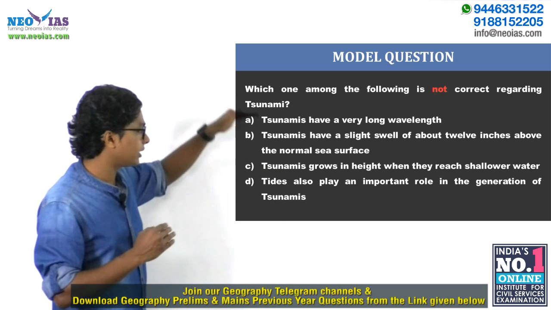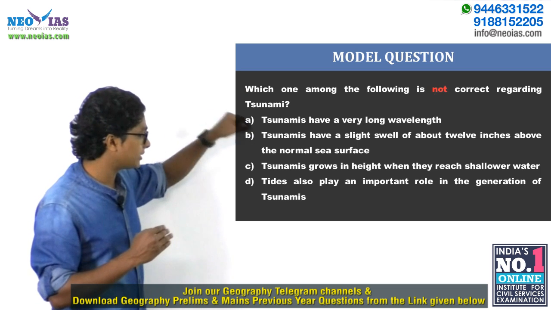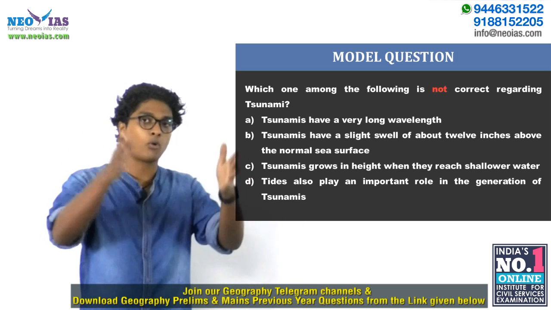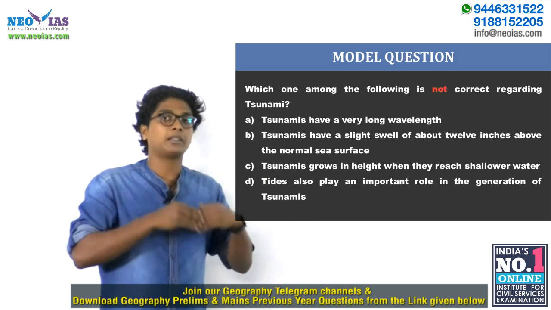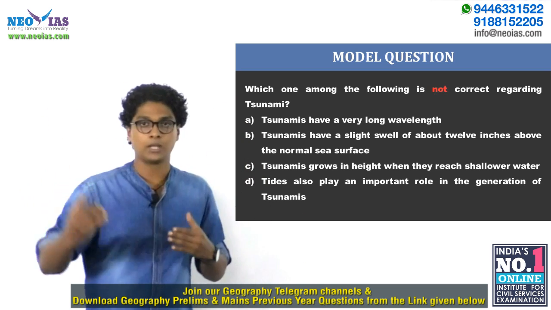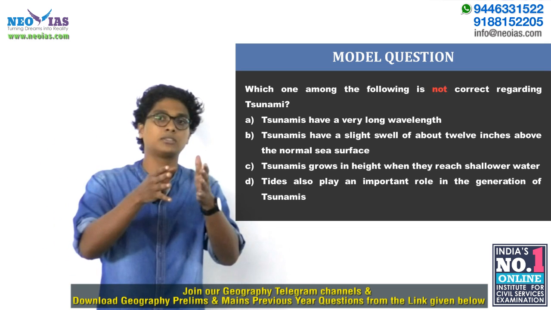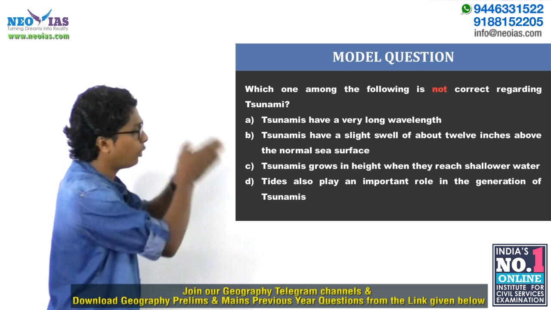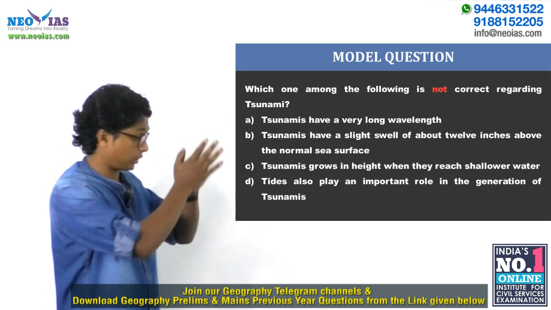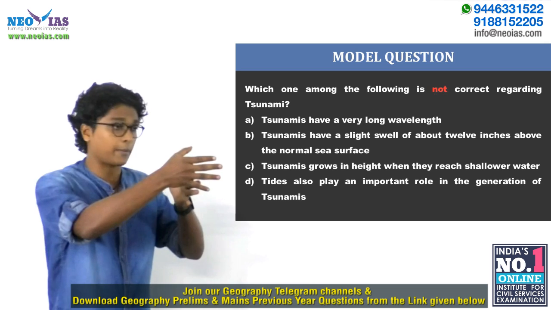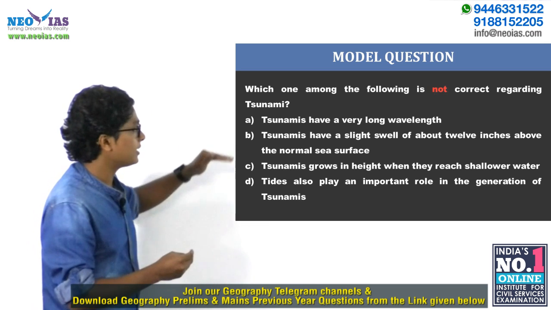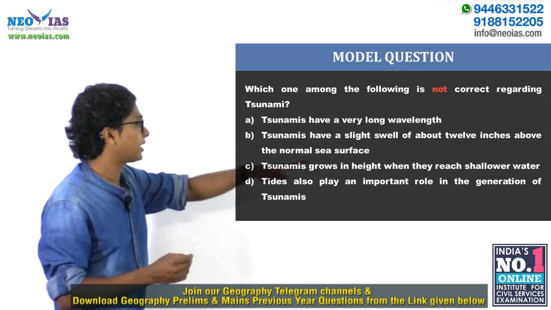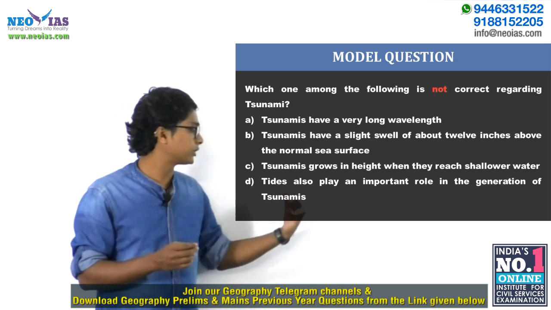The only way in which you can say tide and tsunami are related is this: if you have a high tide, a large amount of oceanic water will be available at that place and the strength of the tsunami will be somewhat higher. If you have a low tide, the strength of the tsunami will be somewhat lesser, right? But you cannot say that tides play an important role in tsunami. You cannot say that, right? So here, since the statement is not correct, the answer comes out as D: tides do not play an important role in the generation of tsunami.